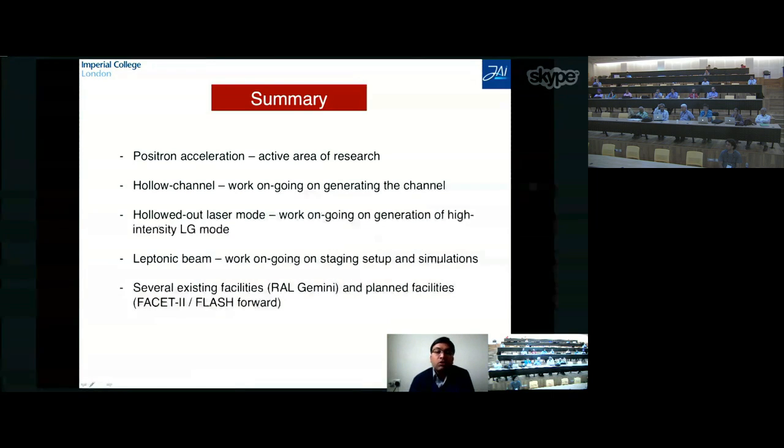And currently there is lots of simulation work on looking at the acceleration of leptonic beam for positron acceleration. And just to summarize, my last point is that there are several existing facilities like Rutherford's Gemini, and there are also several planned facilities like FACET-II and FlashForward, which will be able to address these challenges of positron acceleration in a much more concrete way by having a synergy of both simulations and experiments going together. So thanks a lot. Any questions, please?